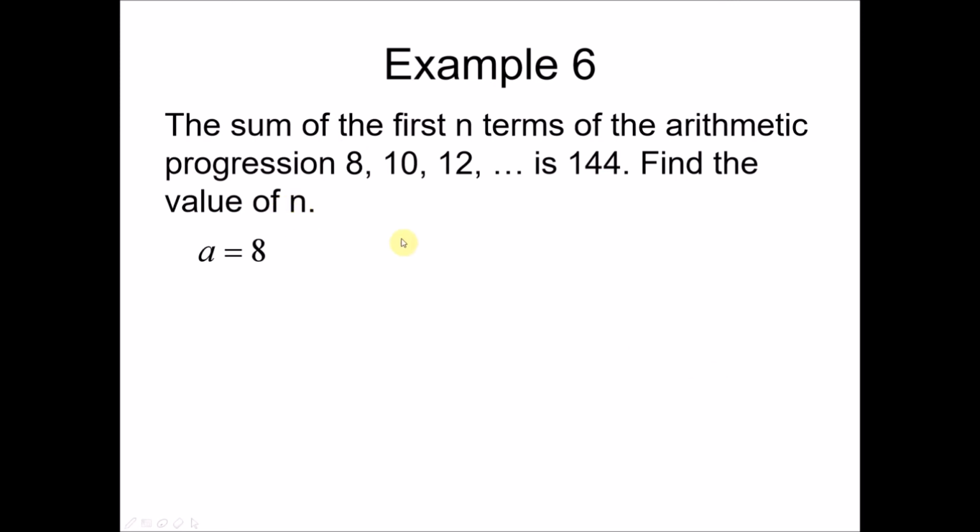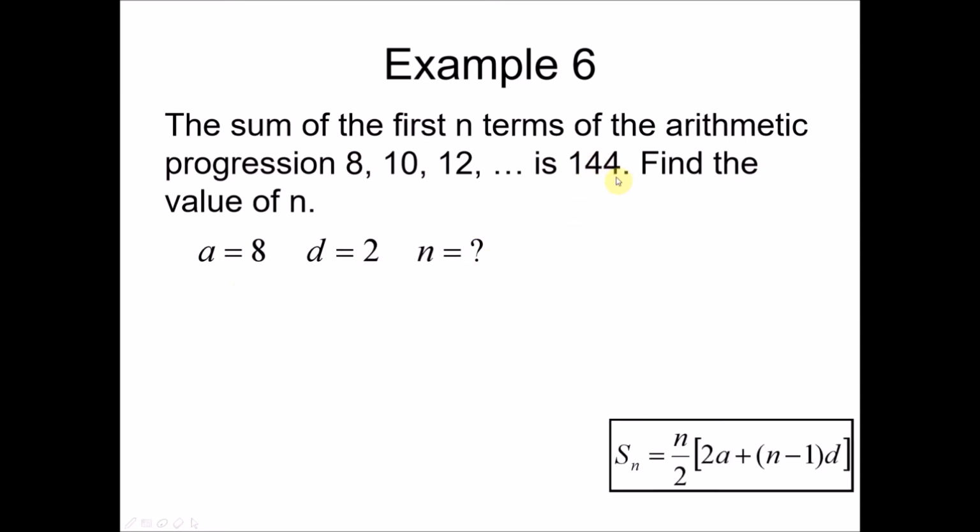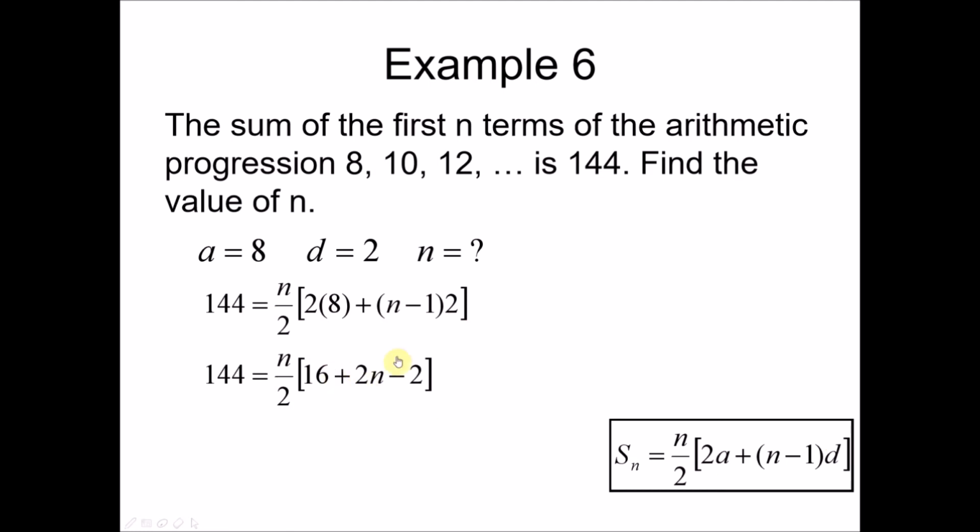So again, we use the formula. First thing, we find A is 8, D is 10 minus 8, which is 2. We don't know the value of n. We know the sum here is 144, hence we use this formula. Sum of n terms is 144. A is 8, D is 2. So we have 144 equals n over 2, here is 8, here is 2. We simplify and solve it.